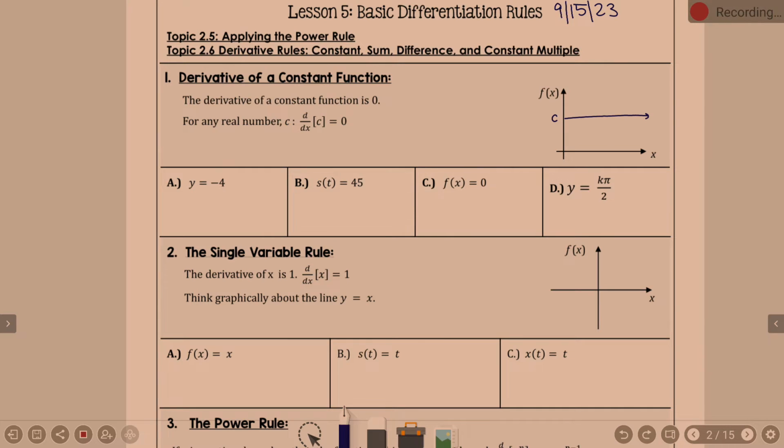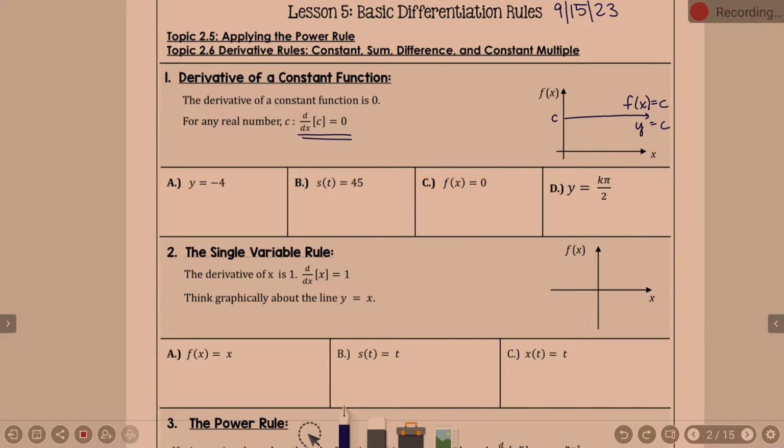If this line is the line f of x equals c, or if you prefer, I prefer to hear it called y equals c, if that is that line, what is the slope of that line? 0. So what is the derivative of any constant? 0. Always 0. So all of these are 0.